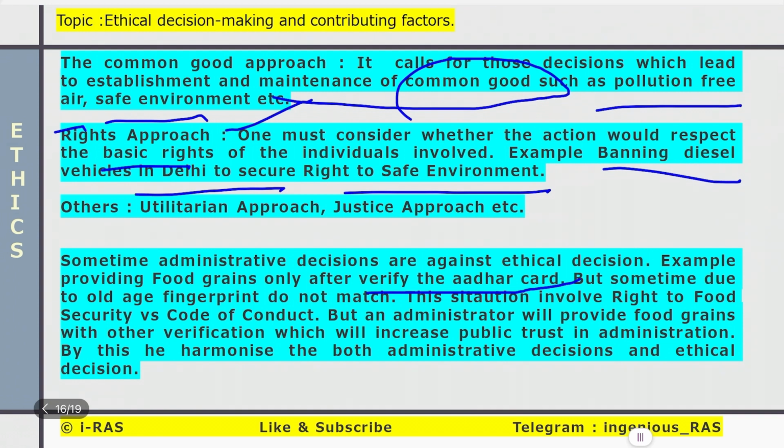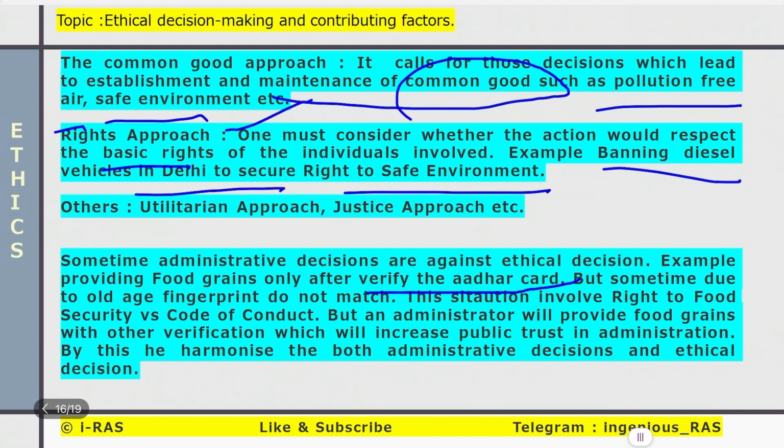You must have heard about the cases in the Jharkhand and Chhattisgarh tribal areas where an old person died due to starvation because she was not able to get the food grains because her fingerprint was not matching with the database, and she died due to starvation. So this situation involves right to food versus code of conduct. But an administrator will provide food grains with other verification, which will increase public trust in administration.